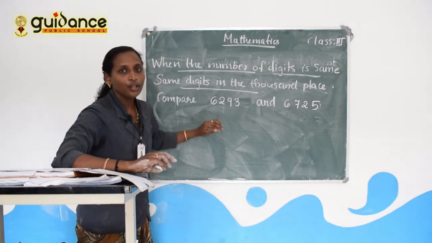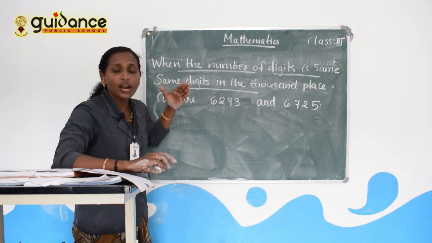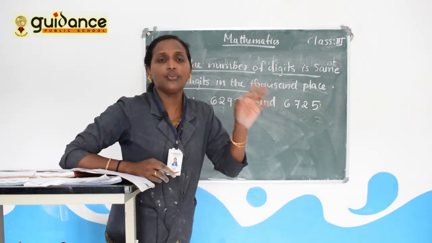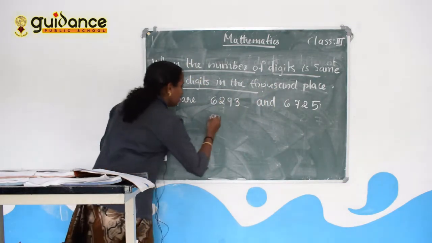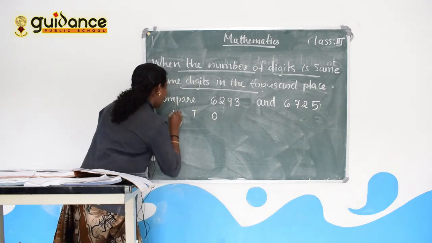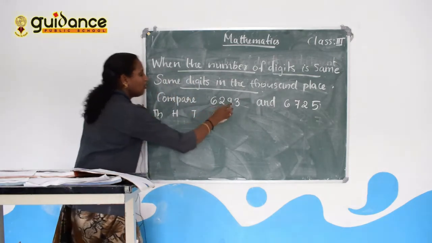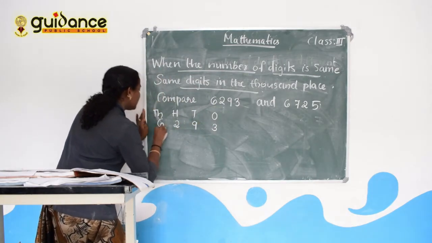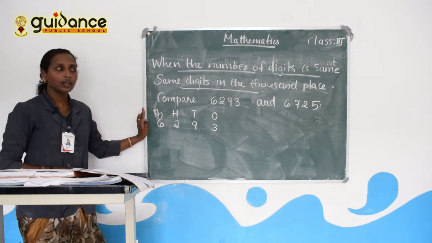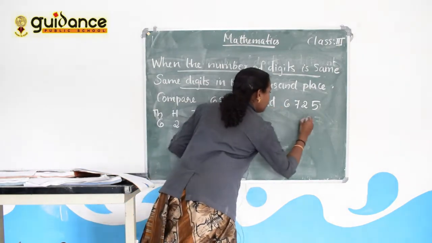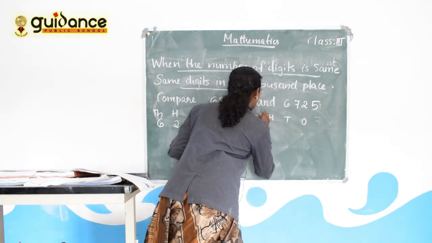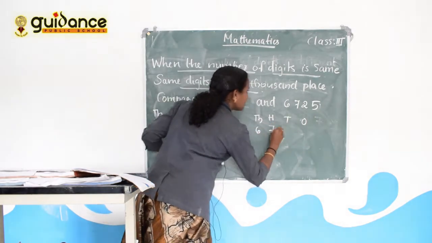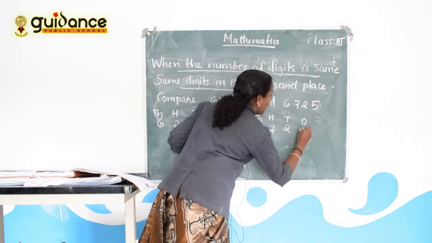Both are 4-digit numbers. As I told you, first we have to arrange the numbers in the place value form. So both are 4-digit numbers. Then write ones, tens, hundreds and thousands. The ones is 3, tens is 9, hundreds is 2 and thousands is 6. And similarly write the other number: thousands is 6, hundreds 7, tens 2 and ones 5.